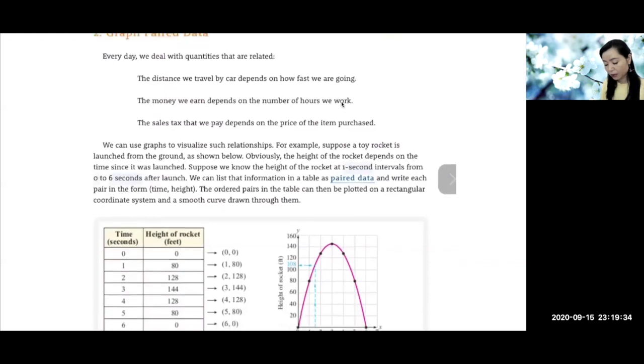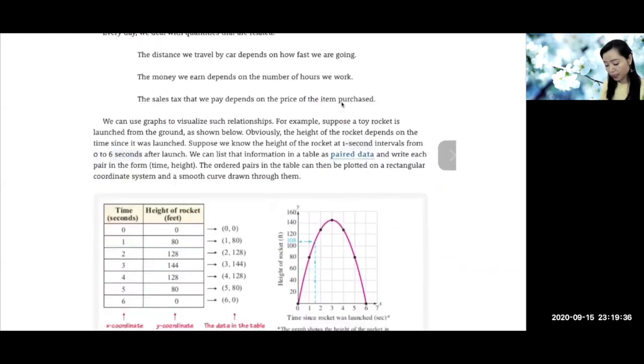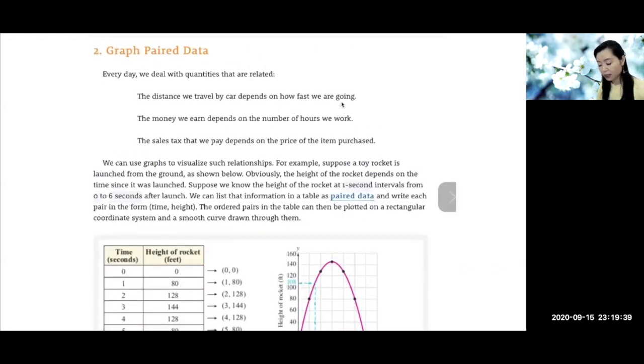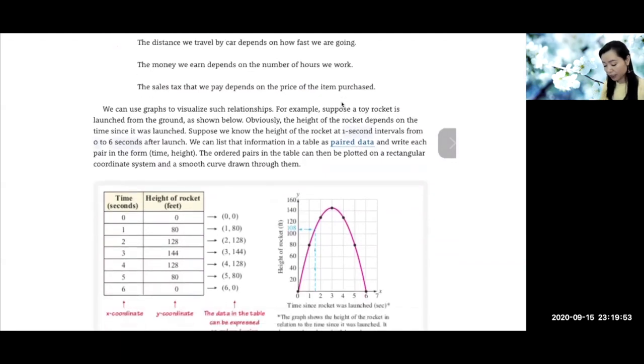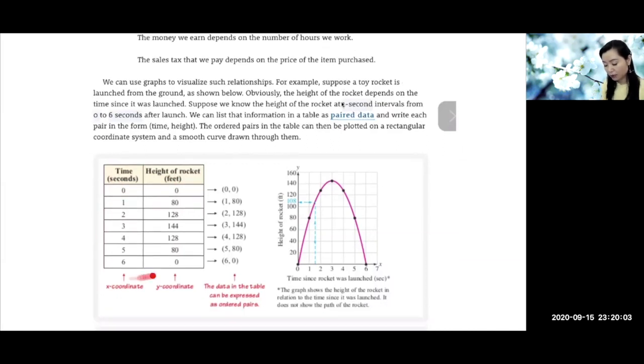Next, we talk about graphing paired data. Everything will deal with quantities that are related. For example, the money we earn depends on the number of hours we work, right? And the sales tax that we pay depends on the price of the item purchased. And this table over here has the height of the rocket, which depends on the time. So this is a table of the height of the rocket at a certain time, okay?